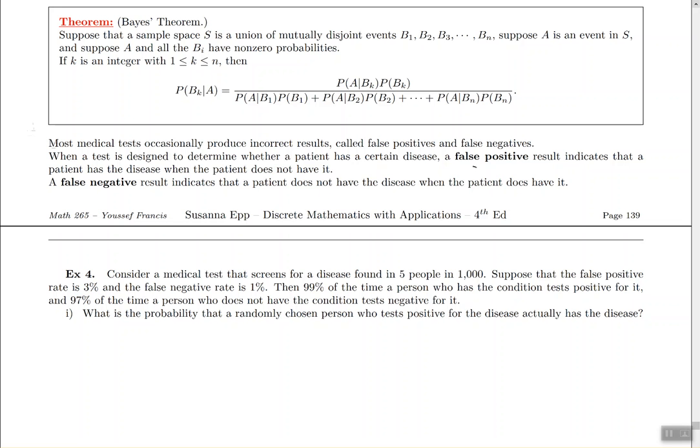In these medical tests, you get two different kinds of results. False positive indicates that a person or a patient has a disease when the patient does not have the disease. So that's a bad thing. And false negative tells us that the patient does not have the disease when the patient already has a disease. So again, that's a bad thing too.